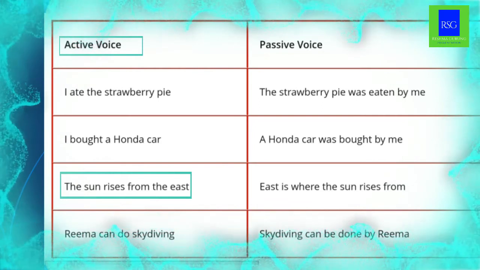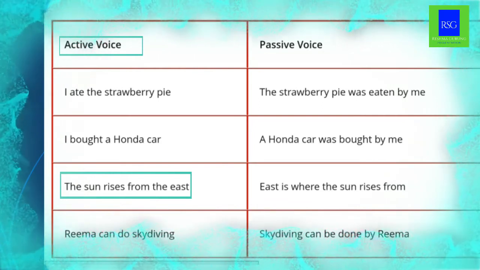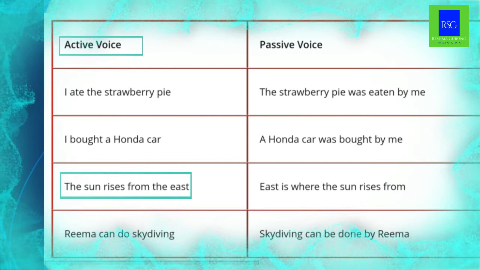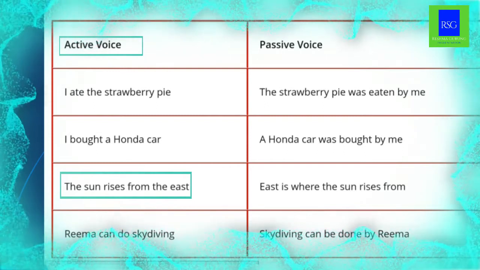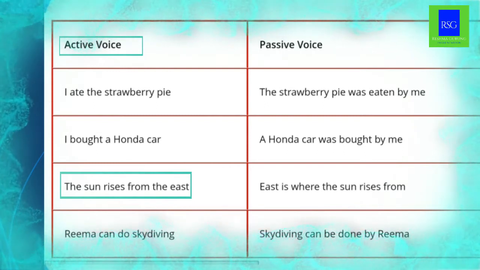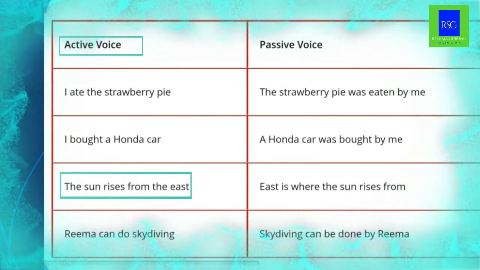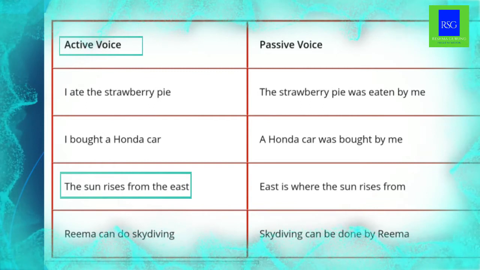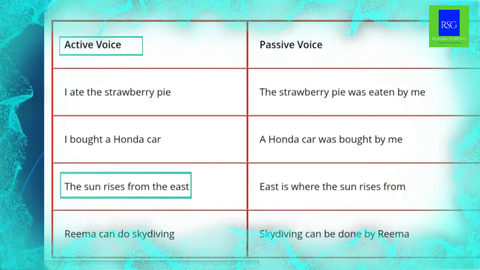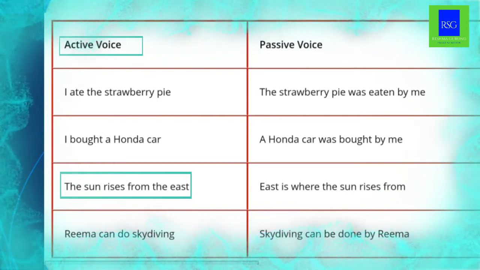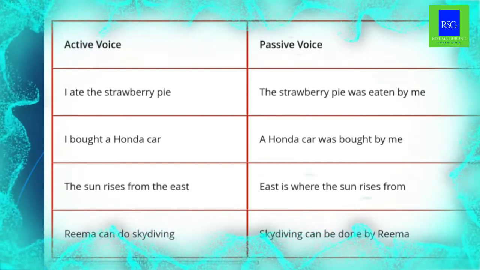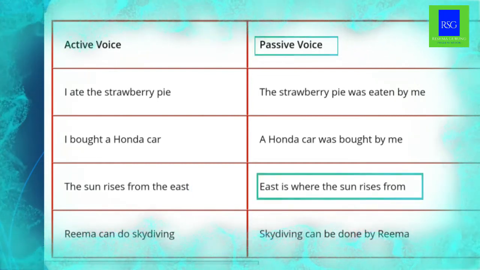It's a universal fact that the sun rises from the east. Now this sentence is in active voice. Now you'll have to begin the sentence from the object here in the passive voice. So we begin the sentence with what? With east. So when you convert it into passive voice, it sounds like this: East is where the sun rises from.